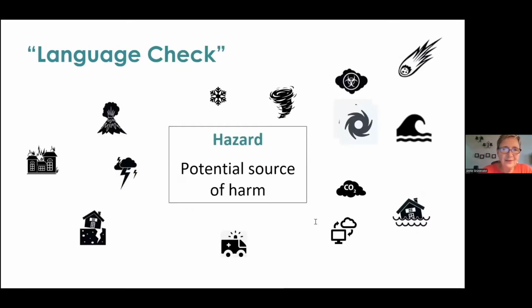All right, so our first term, hazard. This is an easy one. It's a potential source of harm, right? Anything that can cause damage to your people, your business, your stuff. There are potentially hundreds of things that can do this, we know.